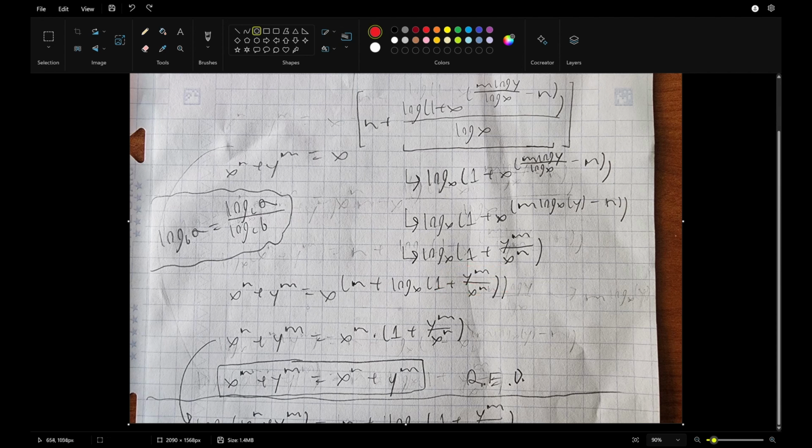And then we could just do some powers, right? We have x to the nth times this logarithm x, right? So we have times 1 plus y to the m divided by x to the n. And the x to the n down here cancels, which gives us x to the nth plus y to the m.